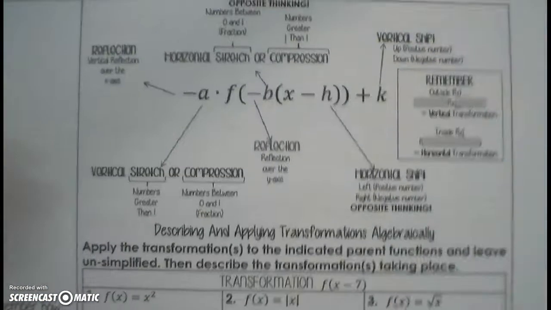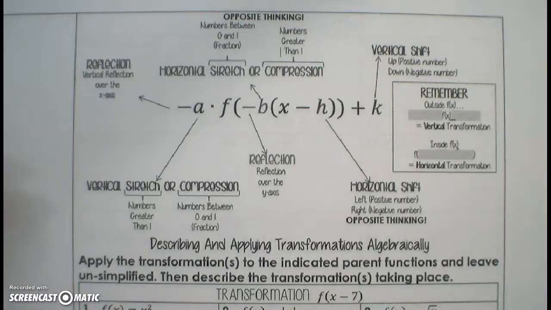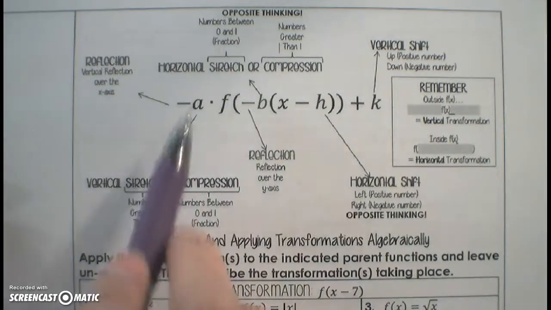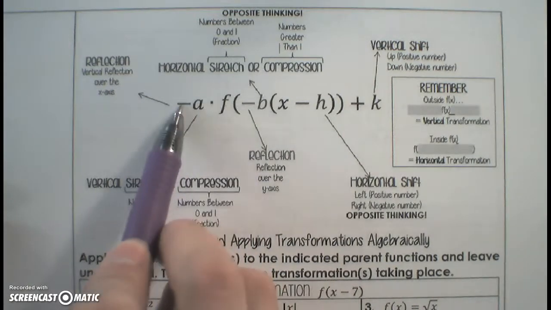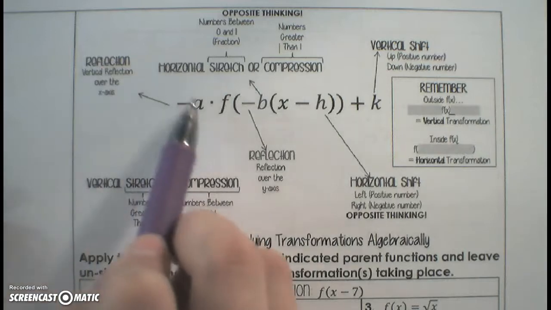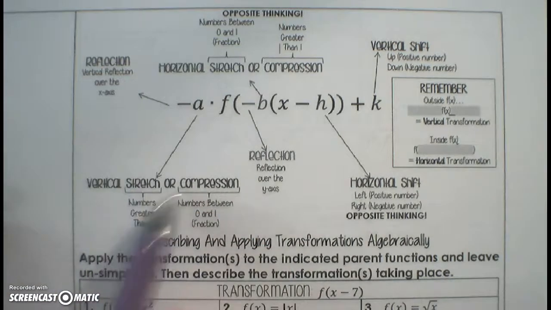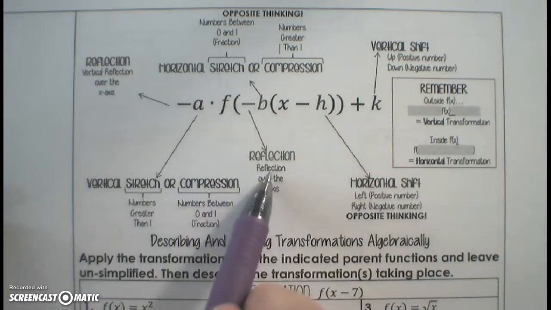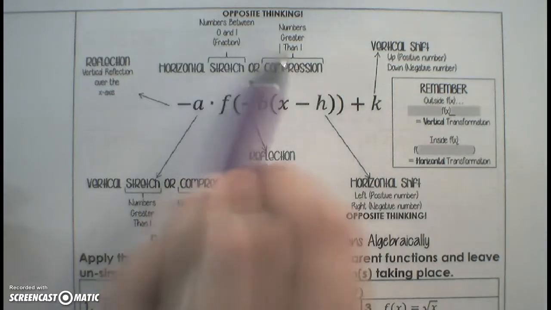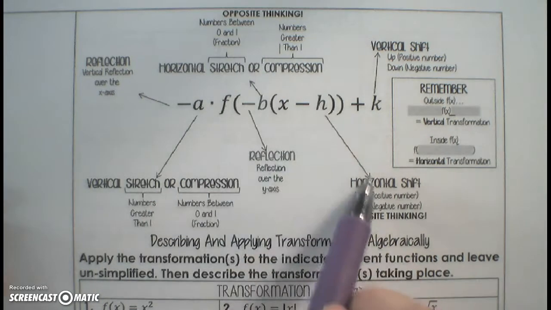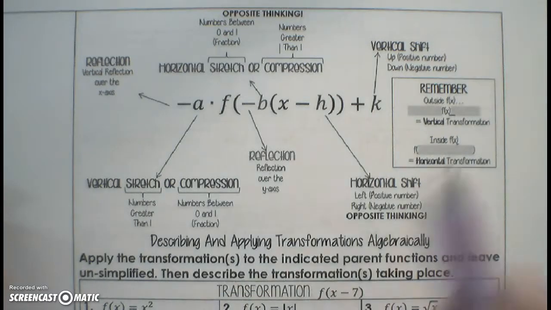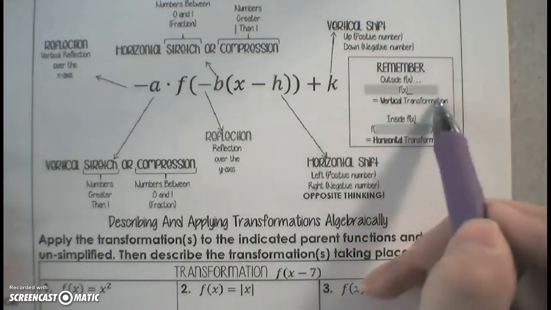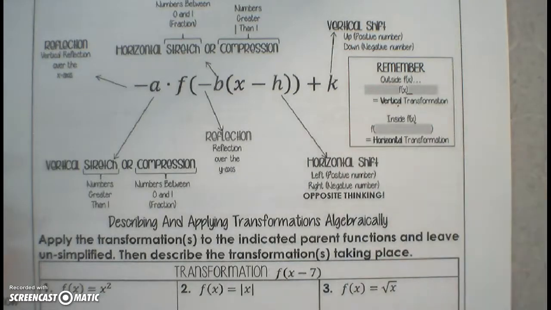So all this says up here is basically all of that stuff we just reviewed in the chart, but with where it would be placed in the function, what would be happening. So if there was a negative out front, that's what would be happening. If there's a number out front, that's what would be happening. If there's a negative inside, that's what would happen. Number inside the parentheses, that's what's happening. Number behind, that's what's happening. And then remember, anything on the outside is vertical, anything on the inside, horizontal. Let's go ahead and try some.